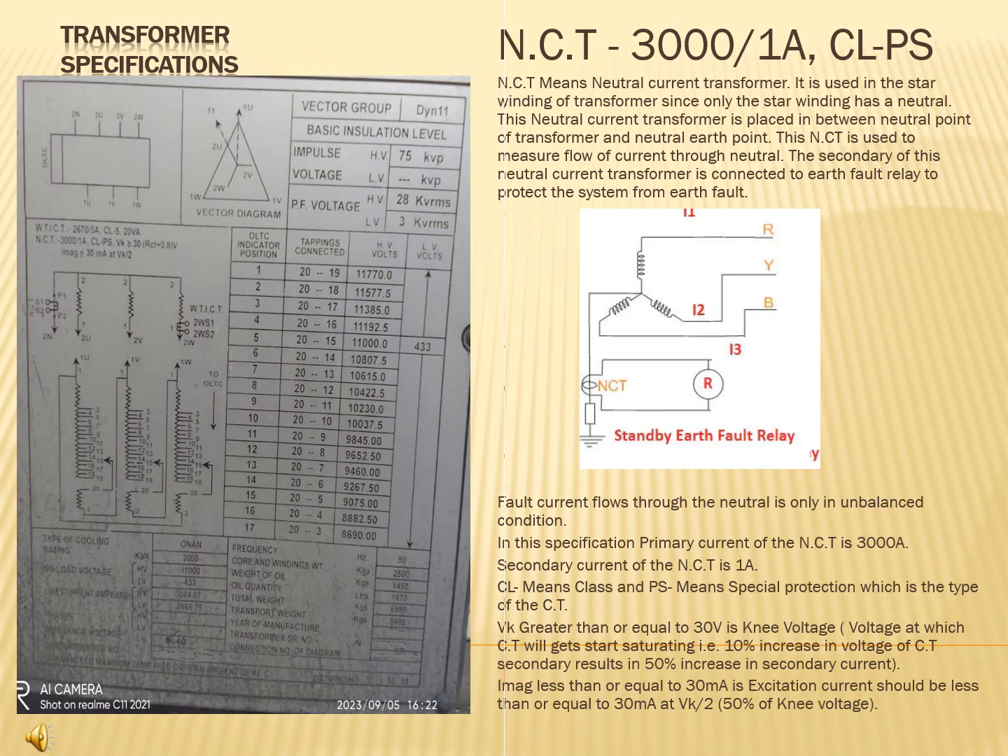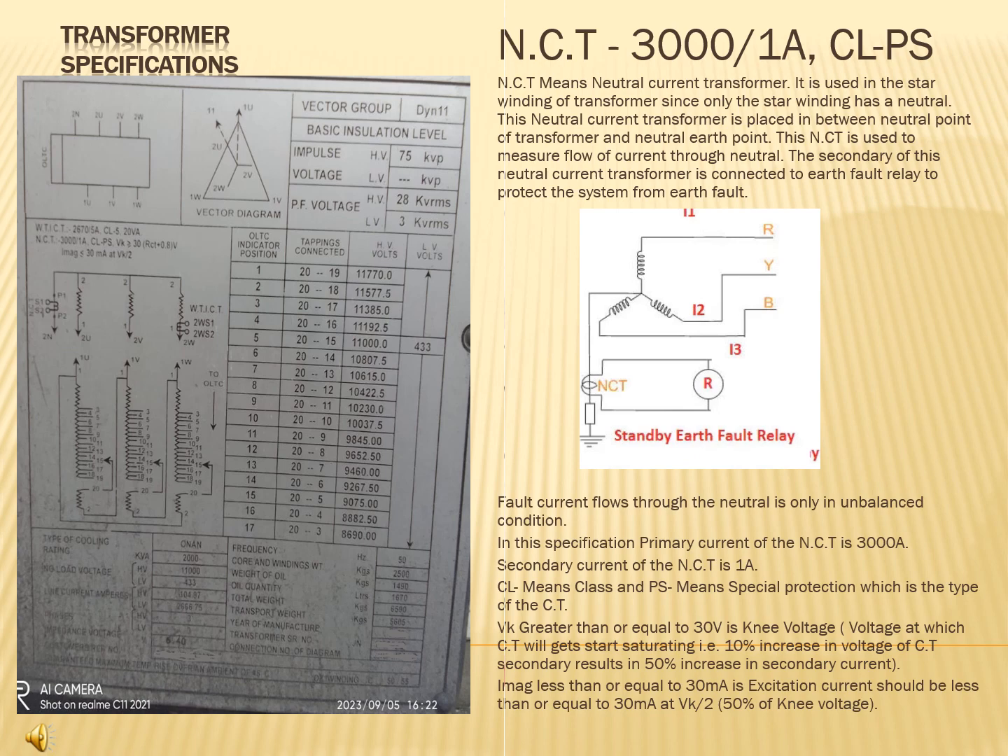Please see the image which I have enclosed. The secondary side of the NCT is connected to the relay, which is the earth fault relay. It may be a REF relay or a standby earth fault relay, any earth fault relay. When there is a fault in the system, the current will flow through the neutral only, and when it is unbalanced also, the current will flow in the neutral.